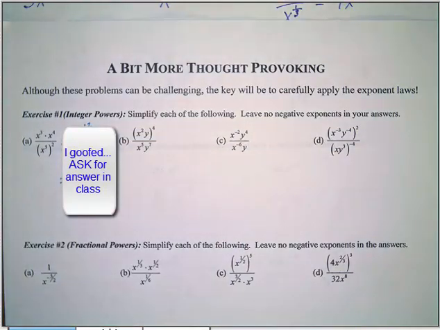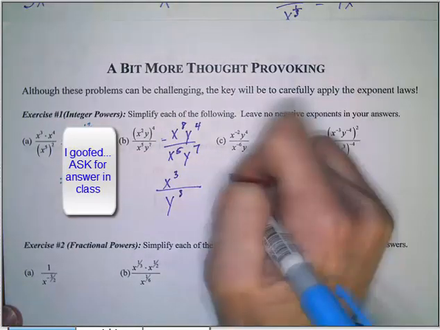Why don't you pause and try letter B? Hopefully you got an answer of x to the third over y to the third. In letter C, I have some negatives. So first I'm going to take care of those negatives.